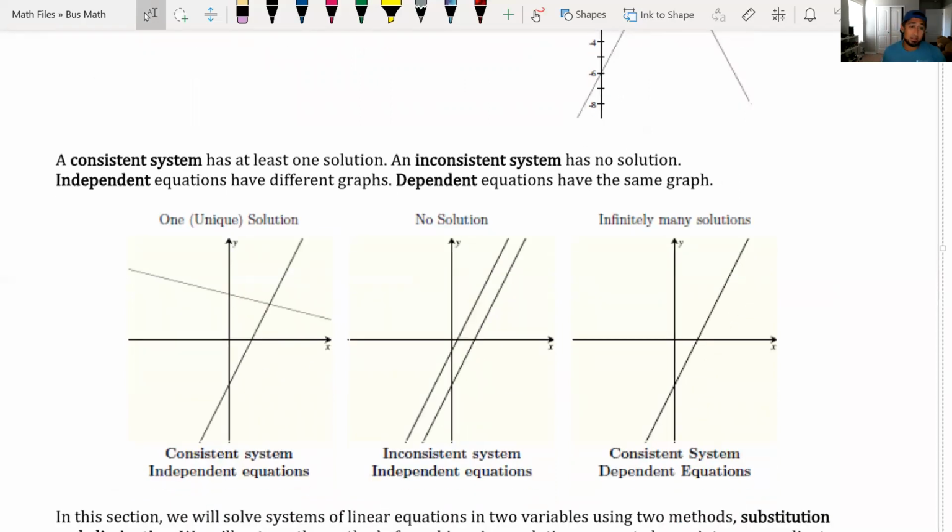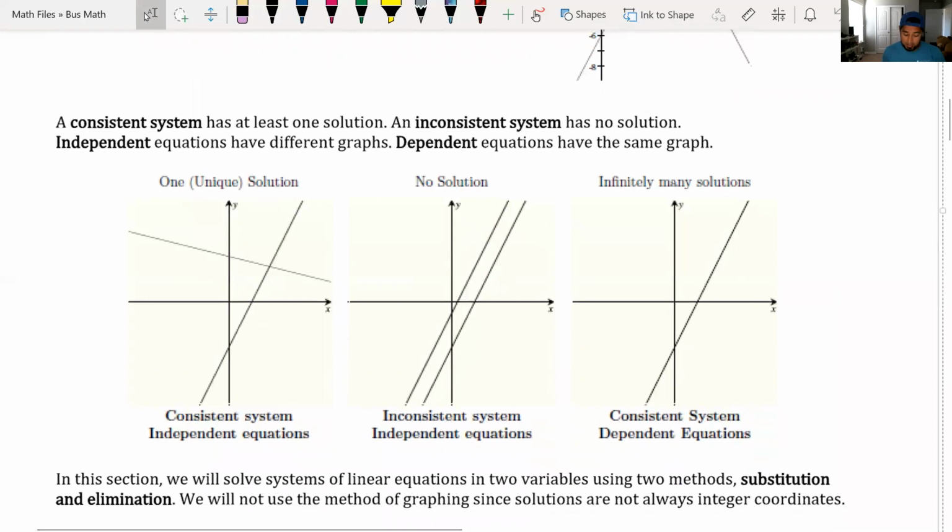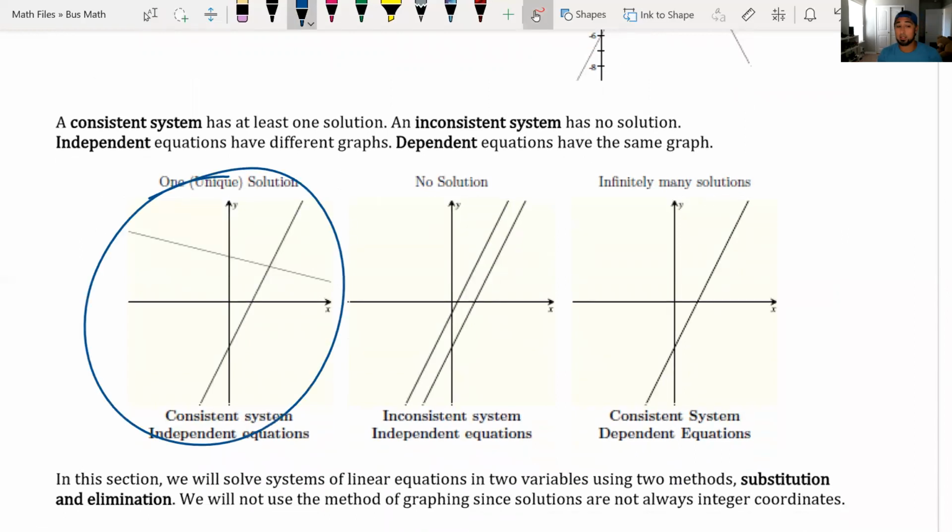So a consistent system has at least one solution. The picture on the left is a consistent system. The lines intersect, and at that intersection is the unique solution, which means it is a consistent system.